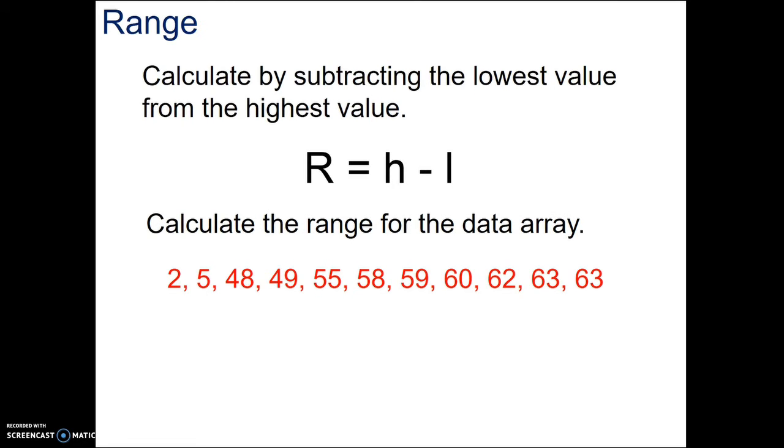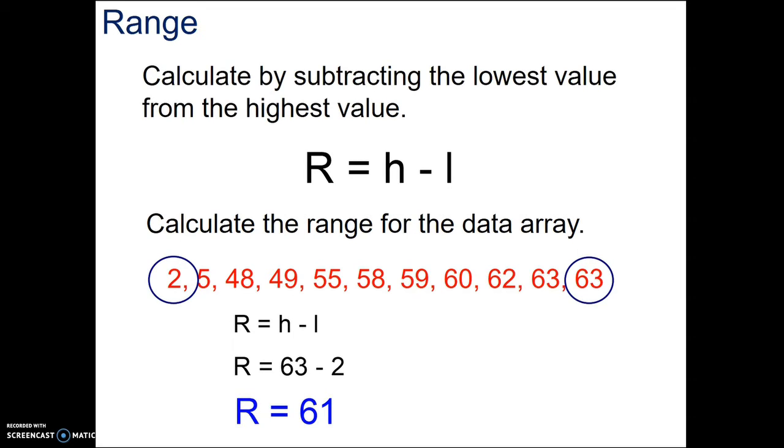So if we organize our array like we did for the median, from lowest to highest, my lowest is 2. My highest is 63. In order to find how many points are inside of that range, I just take 63 minus 2, which is 61. So my range within my data set is 61.